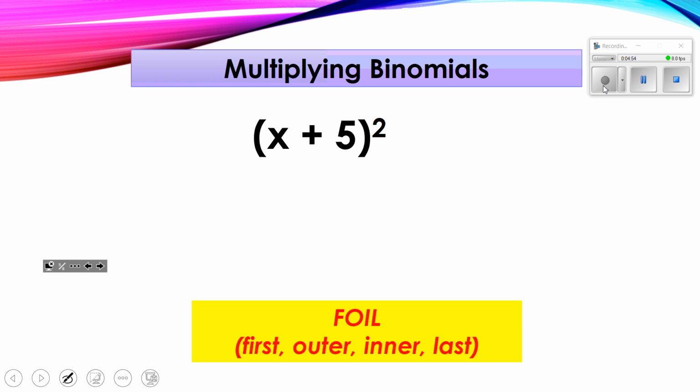This right here confuses some people. This says (x + 5) squared. It's in parentheses, so what that means is we have the binomial x plus 5 times the binomial x plus 5.